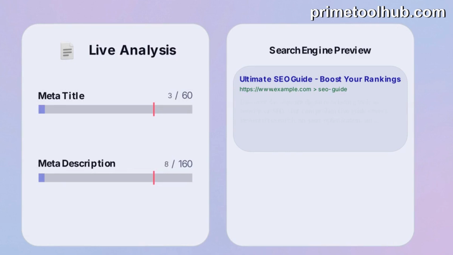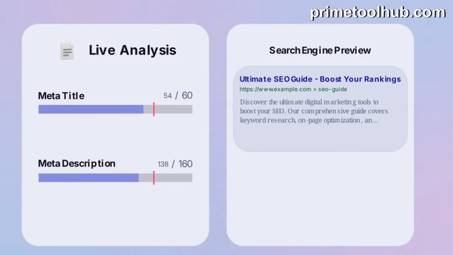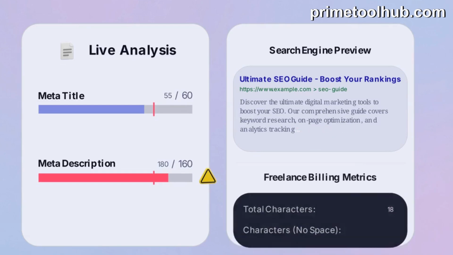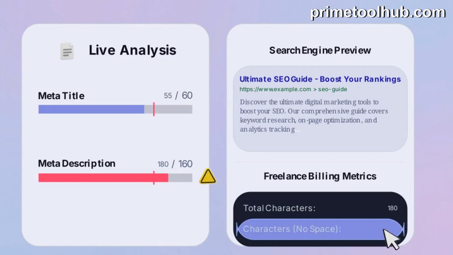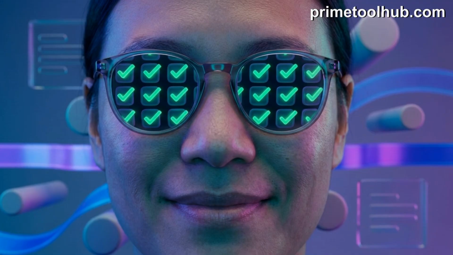Google search results enforce strict limits. Meta titles must stay under 60 characters, and meta descriptions are capped at 160. If you exceed that limit, the search engine automatically cuts off your text. For writers billing by the letter, the tool specifically isolates character counts that exclude spaces. Watching your metrics update live as you hit the keys removes all the guesswork from meeting editorial guidelines.